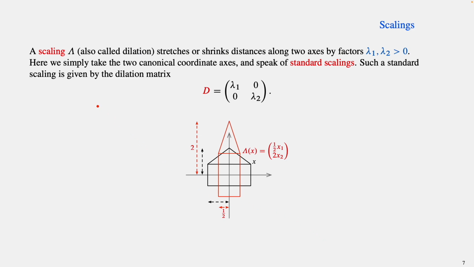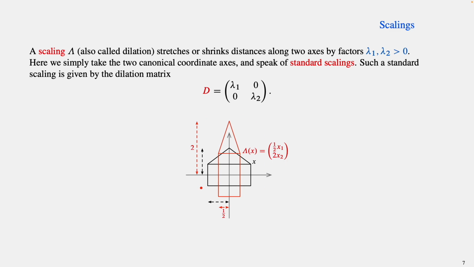Then we also learned about scalings, also called dilations. And these are maps that stretch or shrink the distances along two axes by given positive factors lambda 1 and lambda 2. And for our purposes, it's enough to consider the scalings along the two canonical coordinate axes, so the E1 axis and the E2 axis. And we call these standard scalings. So such a standard scaling is given by a matrix D, for diagonal, of this form here. So it's a diagonal matrix because the only non-zero entries are the two diagonal entries, lambda 1 and lambda 2, so these two scaling factors.